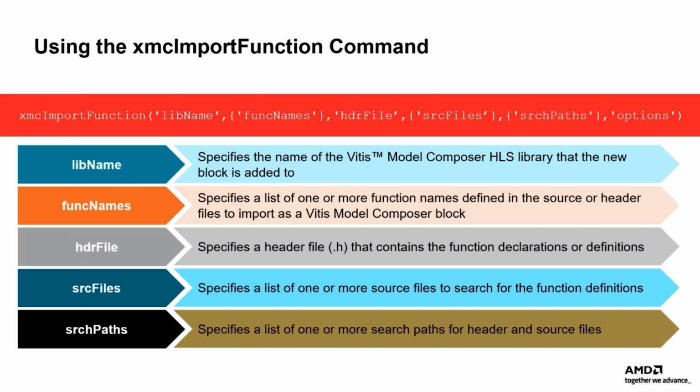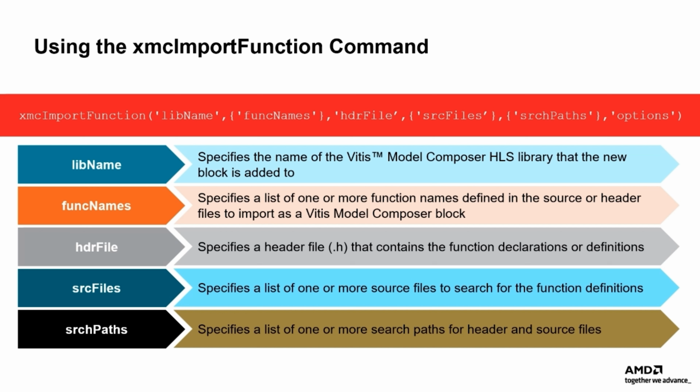For functions including namespaces, a full namespace prefix needs to be given. For example, to import the function signF in HLS Math, the full function name HLS::signF needs to be specified. HDR file is a string that specifies a header file, .h, that contains the function declarations or definitions. This should be the full path to the header file if it does not reside inside the current working directory.